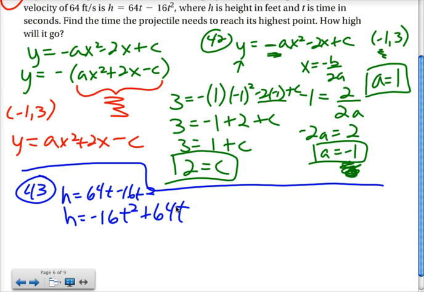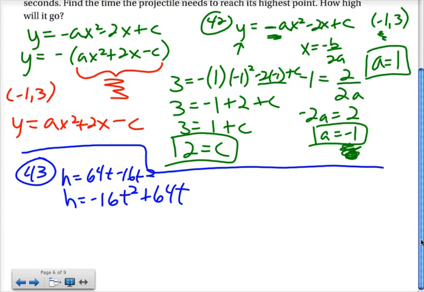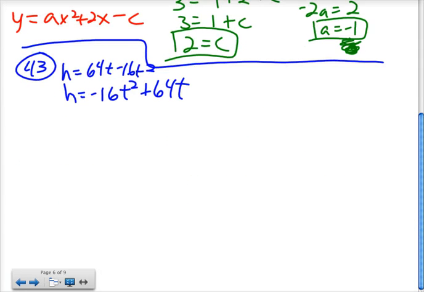And what they want is to find the time the projectile needs to reach its highest point and how high will it go. Well, I notice that I have a negative in front of my standard form quadratic. So this thing is actually opening down, and that's the path that I'm seeing as I do that as well. So if I can figure out what the vertex is, I can answer any questions that they have about this.